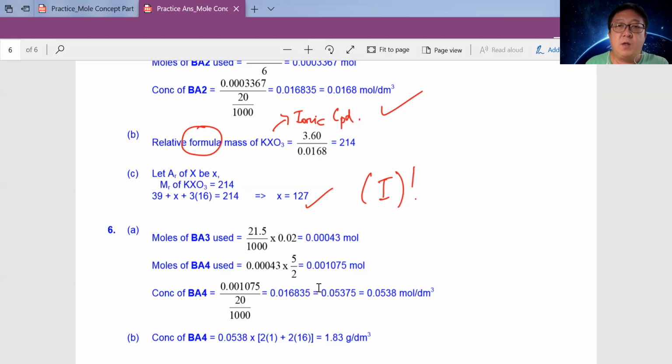So you solve it, you should get 0.0538 mole per dm cube. All right, then after that, you want to find the concentration in gram per dm cube. That is simple, right? Take the number of moles multiplied by the MR. This is the MR of your H2O2. Solve, 1.83 gram.